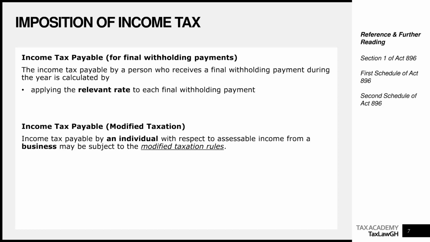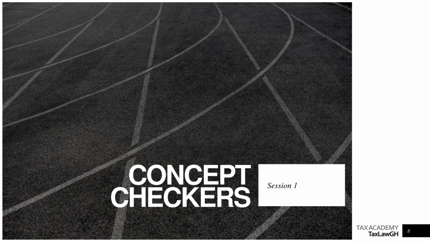If you read the second schedule of the Income Tax Act, don't bother reading it if all you want is to pass your exam. We are saying here that the modified taxation rules apply special tax rules to certain people, specific people who undertake certain businesses and have certain income thresholds, right? We won't go into the details for now, but remember that for an individual, their income from a business may be subject to the modified taxation rules. Remember, it's individual from a business. Take note.